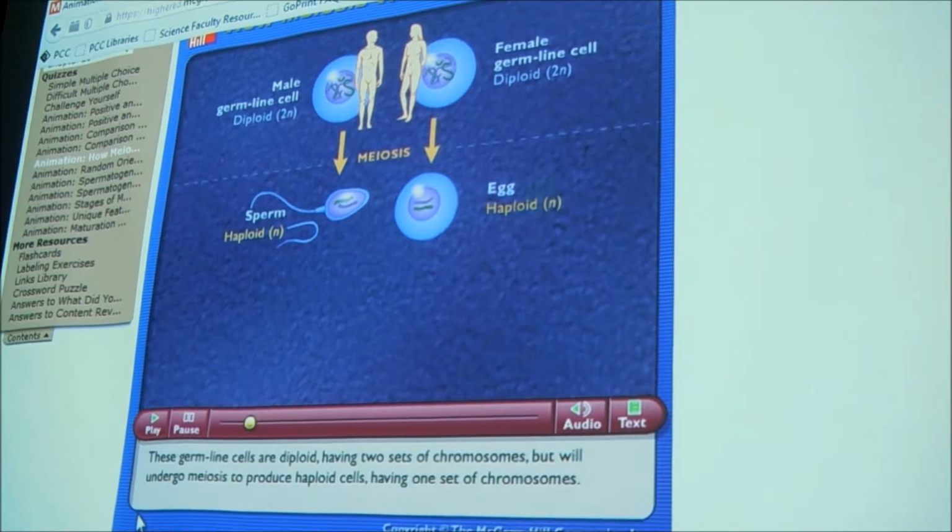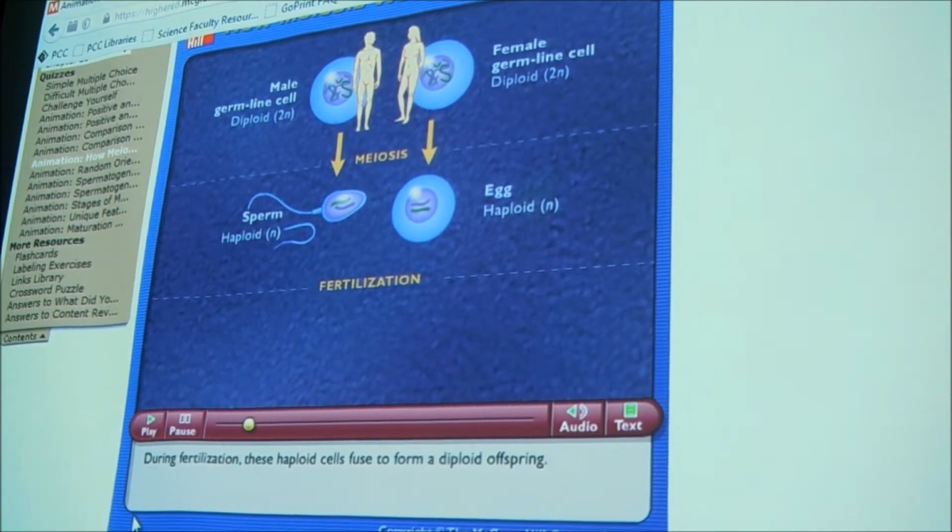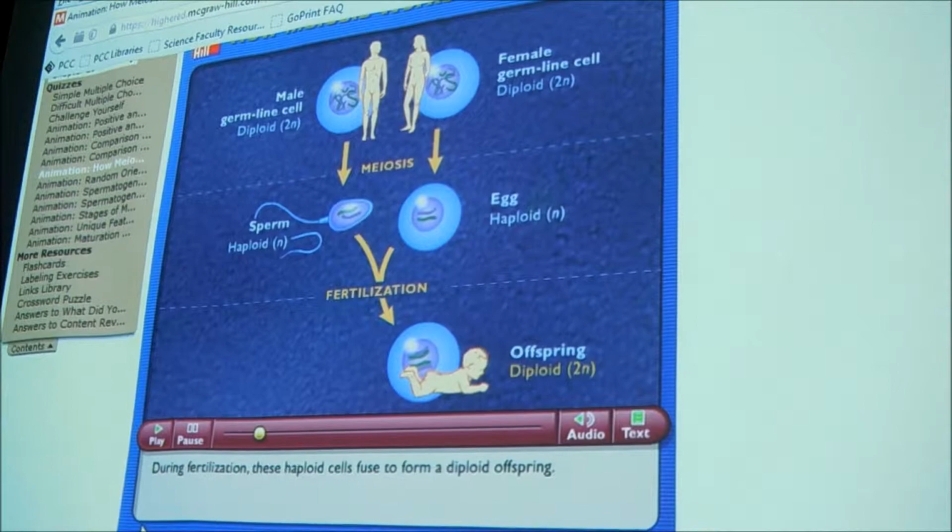Vaguely? Yeah. Okay. During fertilization, these haploid cells fuse to form a diploid offspring. That's the zygote.